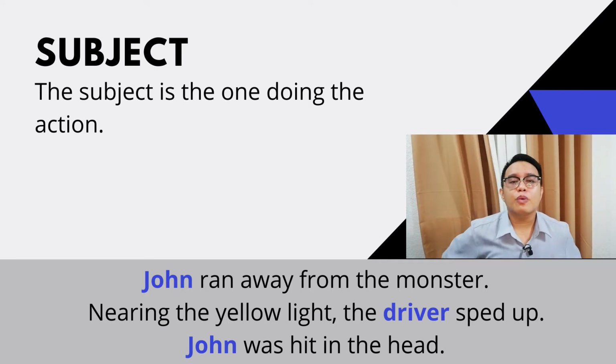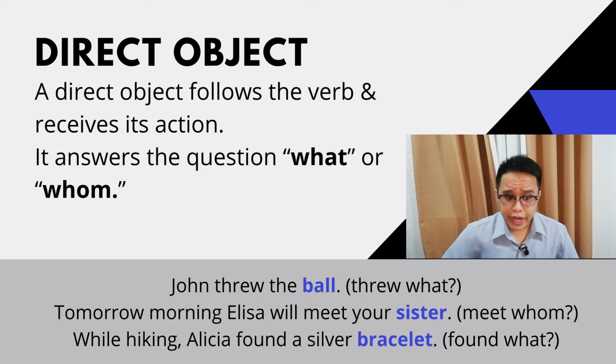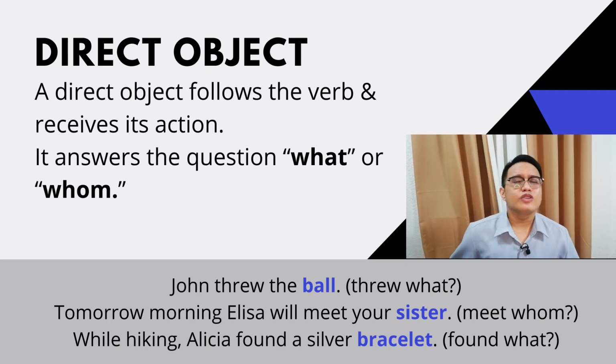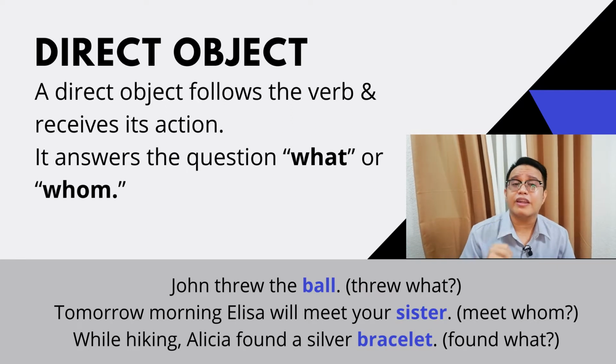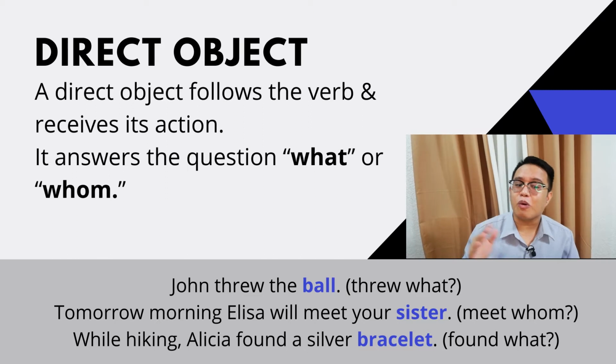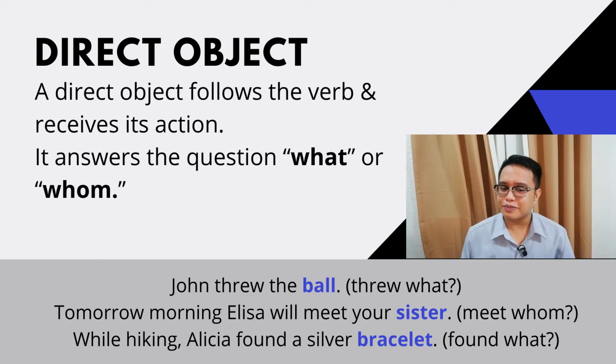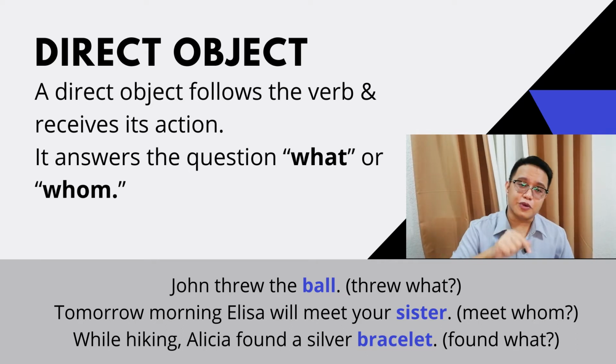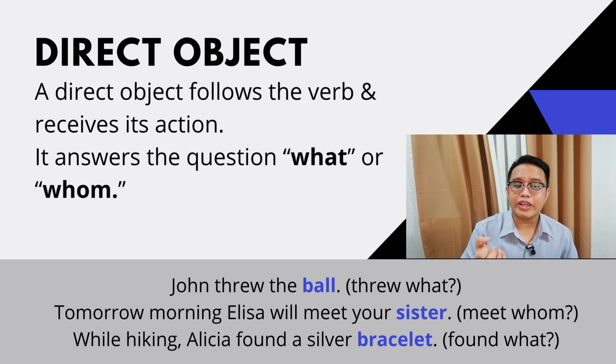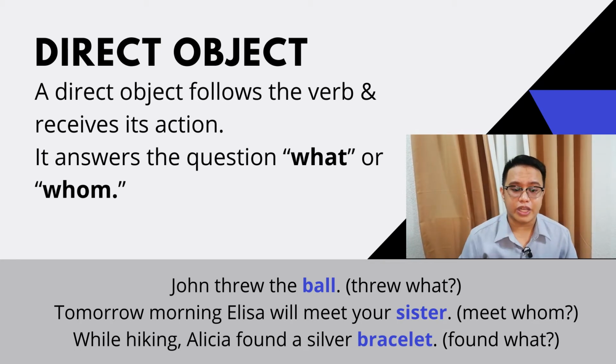Next one, we go with our direct object. And direct object follows the verb and receives its action. So all the time, a direct object follows a verb and it receives the action. Para mahibawan ninyo if it's a direct object, we answer the question what or whom after the verb. Oh, in our example, you can see, what's the verb there? Di ba? Threw? So, John threw what? Ball. So, ball there becomes the direct object.